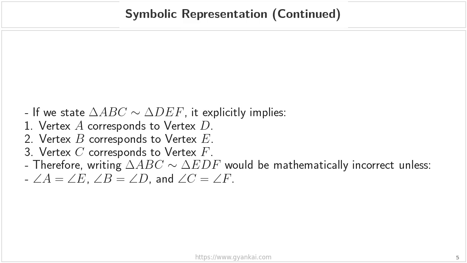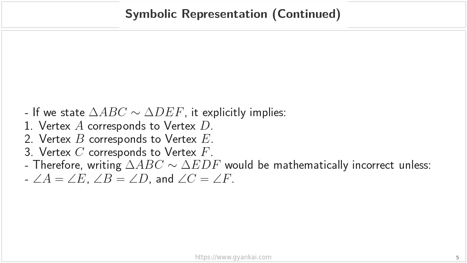For instance, writing delta ABC is similar to delta EDF would be mathematically incorrect. Why? Because that notation suggests that vertex A matches with vertex E, which isn't what we've established. The only way that alternative statement would be valid is if the underlying geometry changed. Specifically, if angle A equals angle E, angle B equals angle D, and angle C equals angle F.